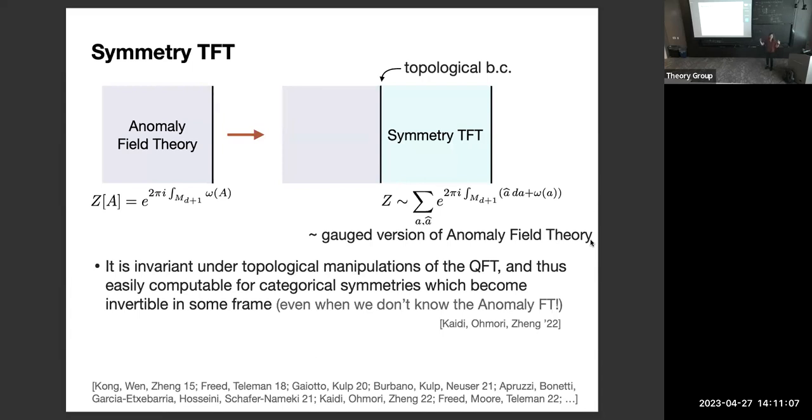even for my non-invertible symmetry or higher categorical symmetry, if it becomes invertible in some frame, and I have such a background field description, and I can do this sort of explicit construction of the symmetry TFT, then I know what it is explicitly, even for the non-invertible case, if they're continuously connected by such topological manipulations. It's an open question in general how to do this in other cases.